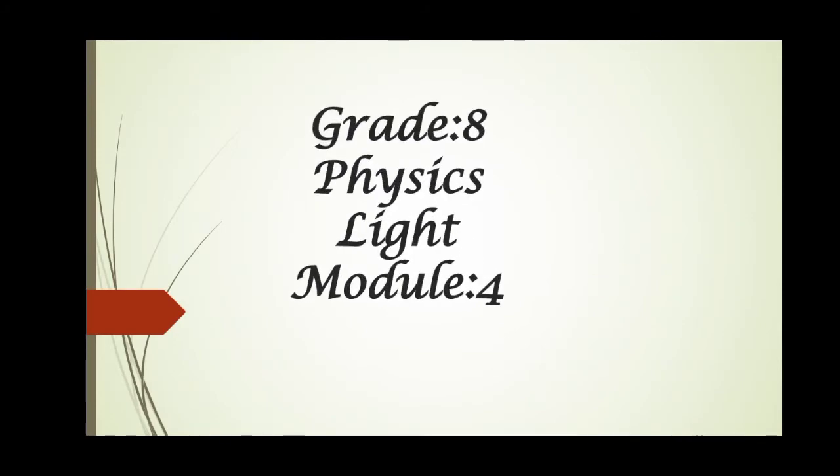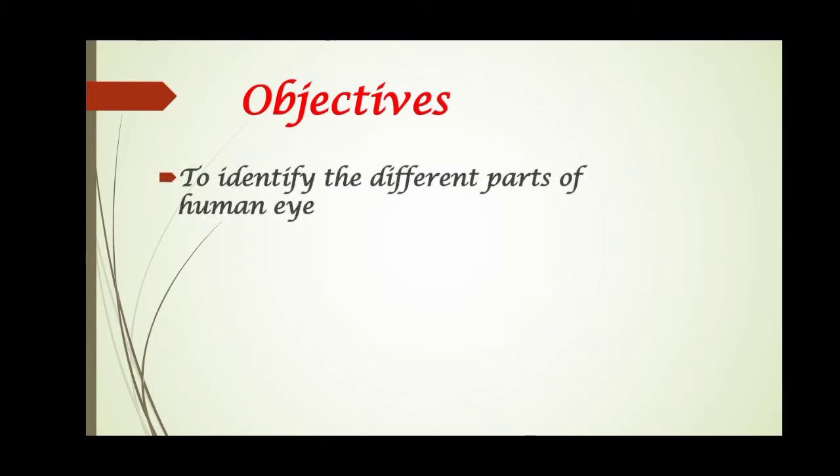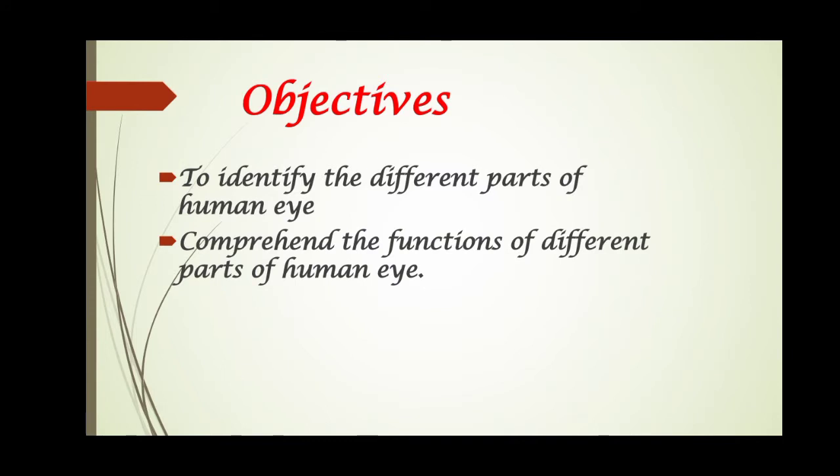Grade 8 Physics, Chapter Light, Module 4. Objectives: to identify the different parts of the human eye, to comprehend the functions of different parts of the human eye.